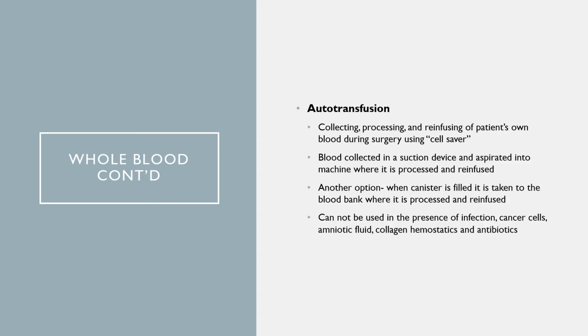Okay, another process that we use in surgery quite often is autotransfusion. This is collecting, processing, and reinfusing of the patient's own blood during surgery using a unit we call the cell saver. Okay, blood is collected in a suction device, and it's aspirated into the machine where it's processed and then reinfused. Another option that we can do with the cell saver is when the canister is filled, it can be taken to the blood bank where it's processed and then it's brought back to surgery for reinfusion.